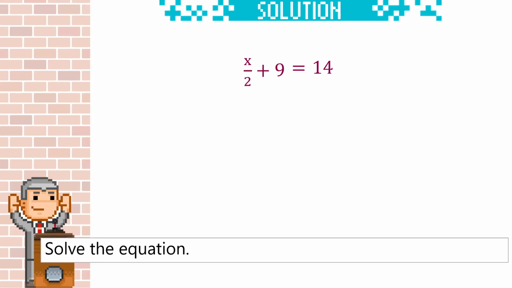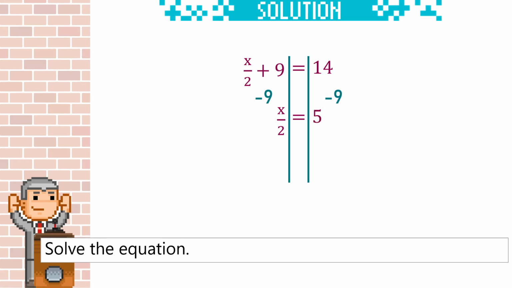We're going to start by putting our tram lines in. Now we need to make sure we remember that we deal with the pluses or the minuses first. So the first thing we're going to deal with here is this plus 9. The opposite or inverse of plus 9 is take away 9. So we're going to take away 9 both sides. That will leave the x over 2 on the left hand side, and 14 take away 9 is 5.